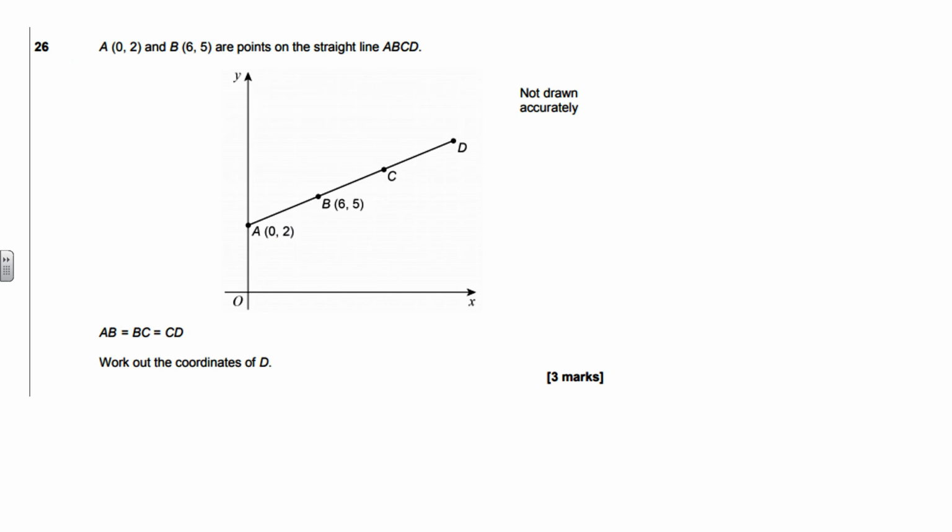Question 26. A is (0, 2), B is (6, 5). A point's on a straight line. A to B is the same as B to C is the same as C to D. What are the coordinates of D? So if I know that this distance and this distance are the same, the horizontal and vertical changes will be the same. So I go up 6 to get to 6 from 0, and I go up 3 to get to 5. So now I'm going to go up another 6 to get to 12, and then up another 3 to get to 8, up another 6 to get to 18, up another 3 to get to 11. So the point D is (18, 11).